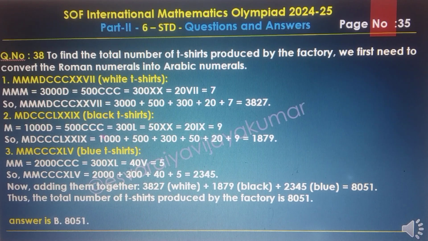The same way for the black t-shirt also. Based on that calculation we are getting 1879, and for the blue t-shirt, with the same way of calculating additions, we are getting 2345. Now adding them together, 3827 white, black and blue, we are getting 8051. Thus the total number of t-shirts produced by the factory is 8051. Option B is the right answer.